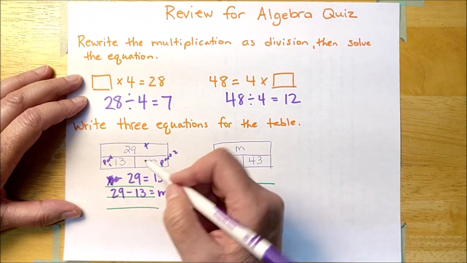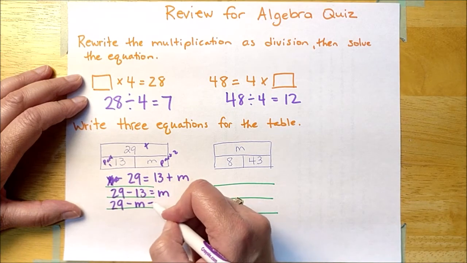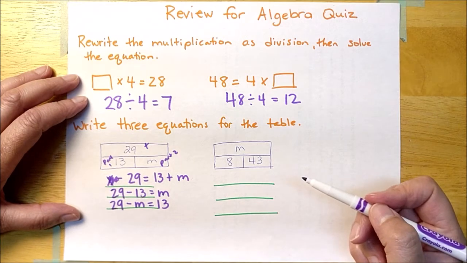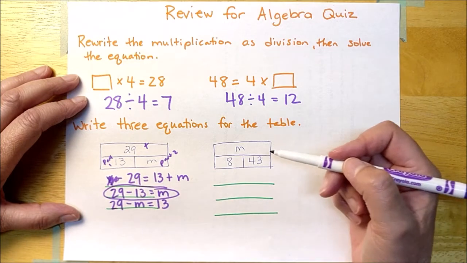Oops, I did that backwards. And we could say that total minus part 2 equals part 1. And which one of those did I have the m all by itself? That was this one right here. So that's the equation we'd want to go with.